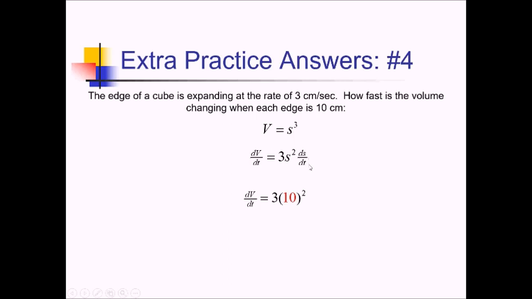And then ds over dt, that's how fast the edge is changing. So they said the edge was expanding at a rate of 3 centimeters per second. So that would be a positive 3 for ds over dt. And now we just have to multiply this together to get dV over dt. So this is 3 times 100, which is 300, times another 3 gives us 900. And the units on this, you can look at the rate of change here, dV over dt. Well, volume is going to be in cubic centimeters. Time is in seconds. So this is going to be cubic centimeters per second for that 900.